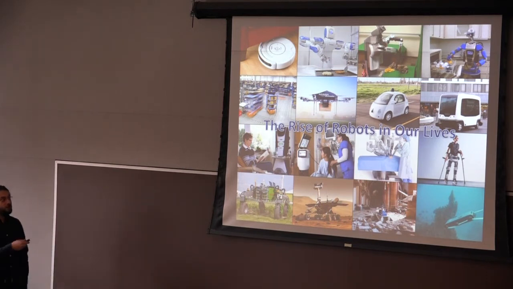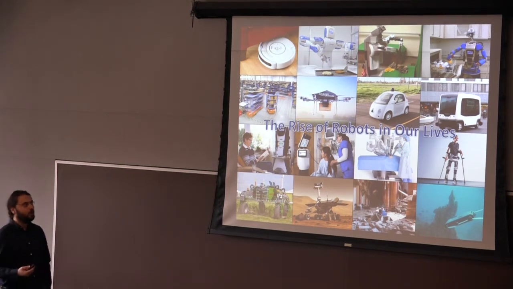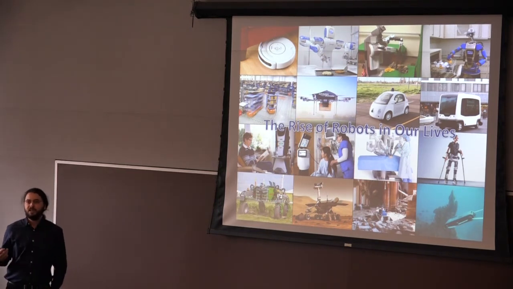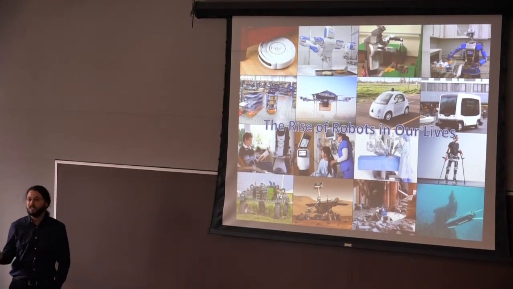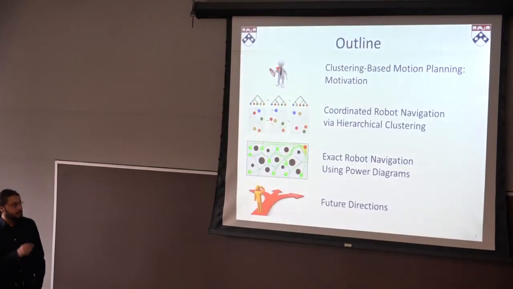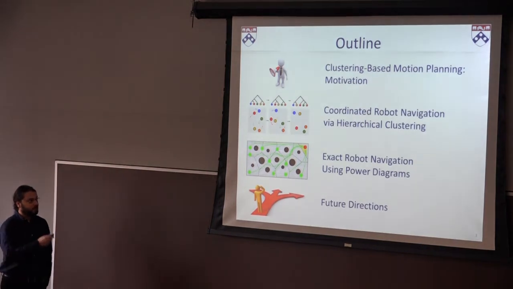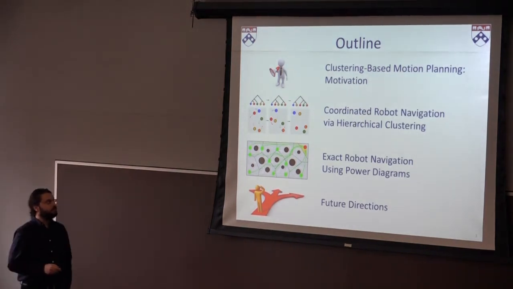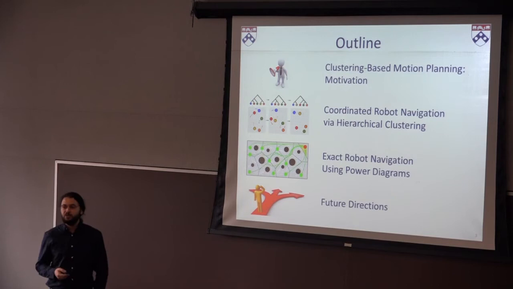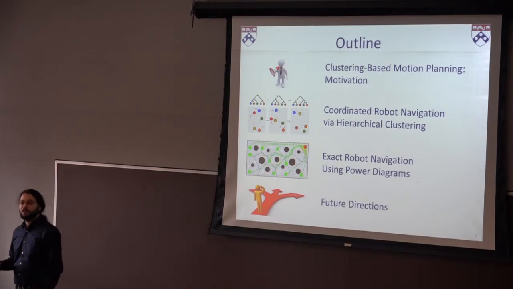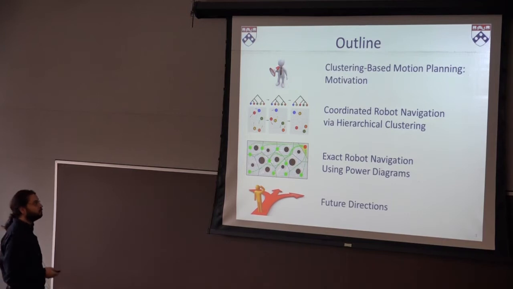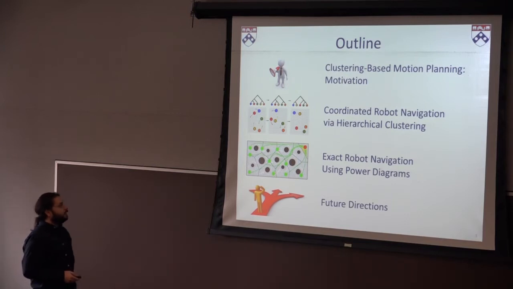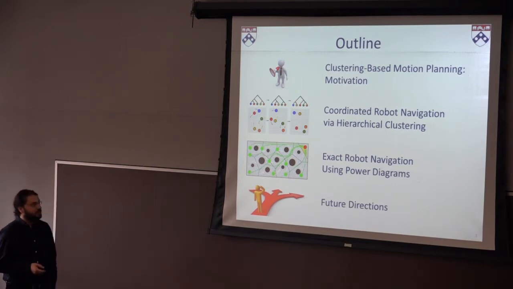In all of those application settings, one of the common goals is: can we design reliable, safe navigation algorithms to achieve the given task? Today I will follow this outline in my talk. I will first introduce my motivation, why I propose to use clustering for robot motion design and planning. And then I will demonstrate two applications.